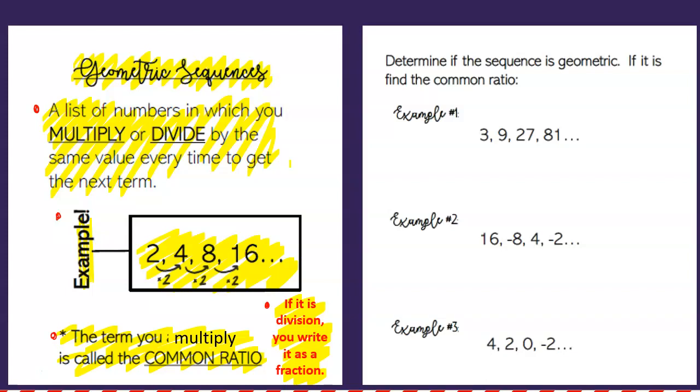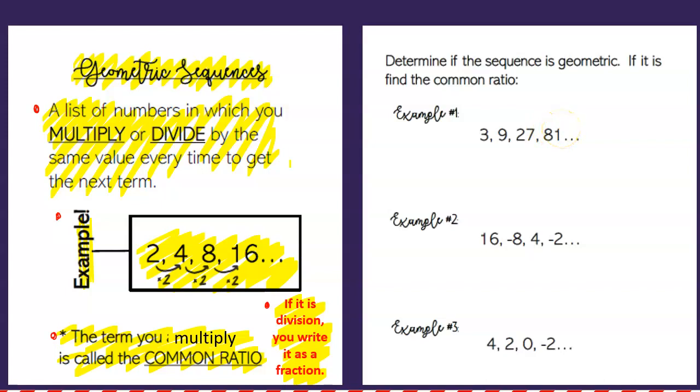All right, so now that we're back, first we looked at arithmetic sequences, which were adding or subtracting. Now we're looking at geometric sequences, and with geometric, we're either multiplying or dividing, okay? But we're always going to write it as multiplication. So when it's dividing, we need to write the multiplication form of that division, which we'll get to in just a moment. So if we look at example 1, we have 3, 9, 27, 81.